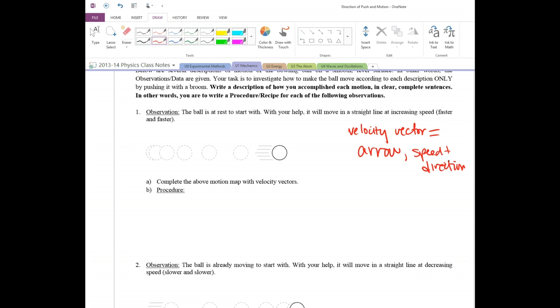So in the case of the bowling ball, when it's going its fastest, it will have a really long arrow, and when it's not going quite so fast, it will have shorter arrows. If you basically just connect one picture to the next, you'll have velocity vectors. You'll notice that these start out short and get longer and longer as the ball speeds up. The procedure should answer the question, how did you create that motion? So you can describe what you did with the broom and what the ball did.